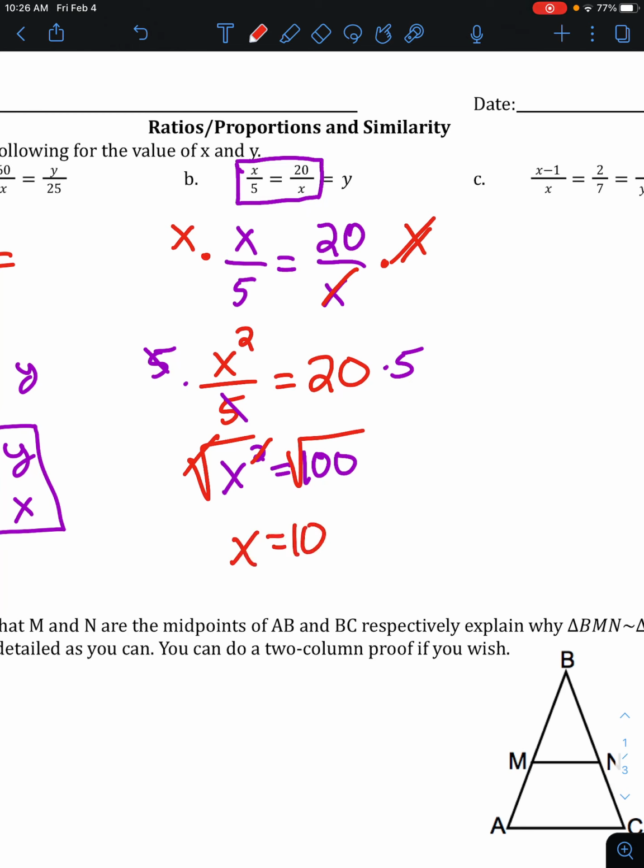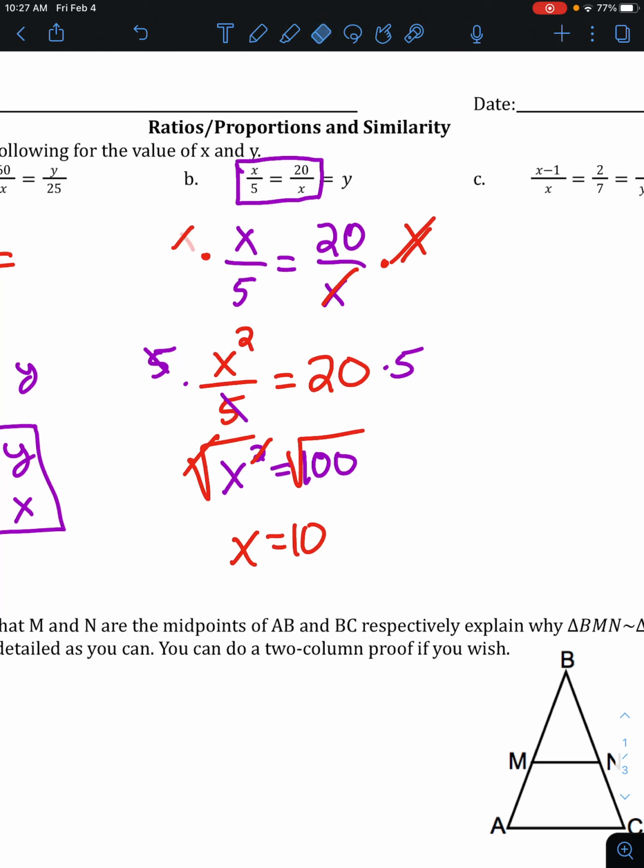And now you might say, oh, well, couldn't it be positive or negative 10? And in some applications, yes, but we're talking about side lengths basically with the ratios and proportions, and we're probably not interested in thinking about a negative side length. So we're just going to take the value of x equals 10 here, and that's what we'll use.